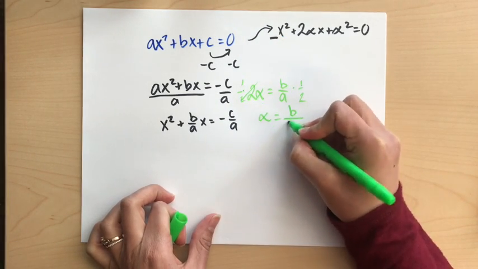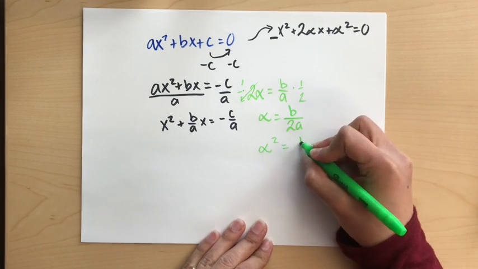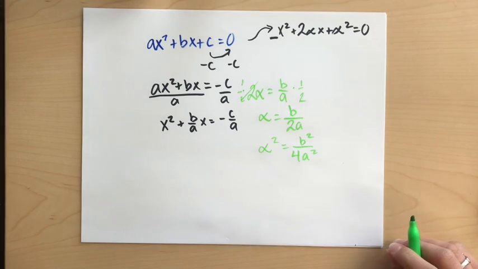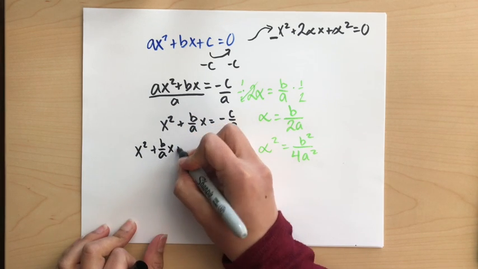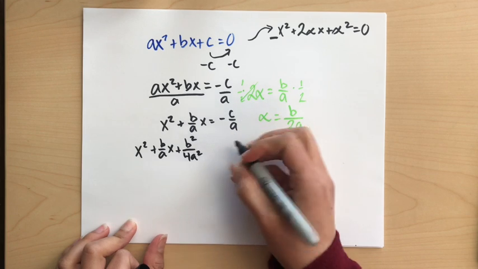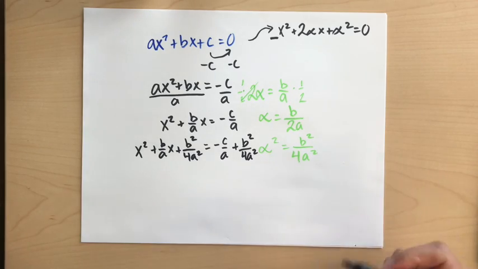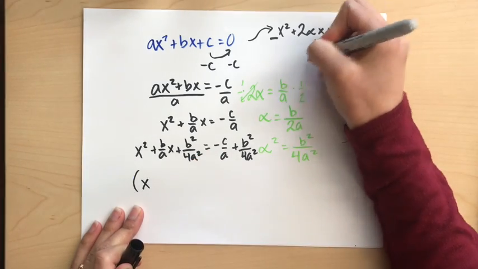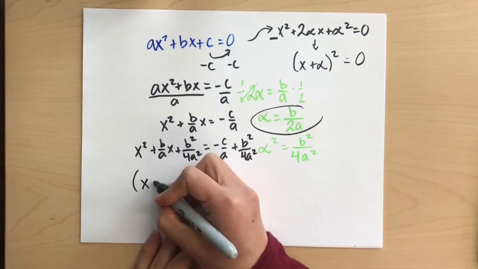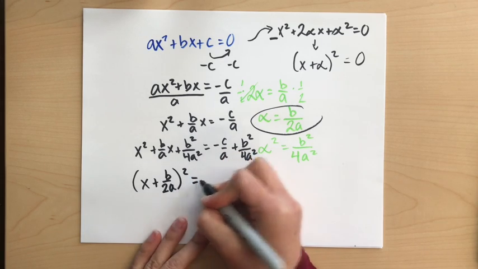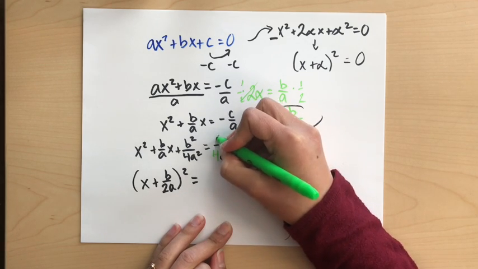And then if I multiply both sides by 1/2, I end up with alpha is equal to b over 2a. Which means that alpha squared is just b squared over 2 squared a squared, which is b squared over 4a squared. Okay, so that means I'm going to add b squared over 4a squared to both sides of my equation. Now, on the left-hand side, I know that this always factors into x plus alpha squared, okay? Which is really helpful in this case because alpha is equal to b over 2a. So this is going to factor into x plus b over 2a squared. And that's going to be equal to the other side of the equation.